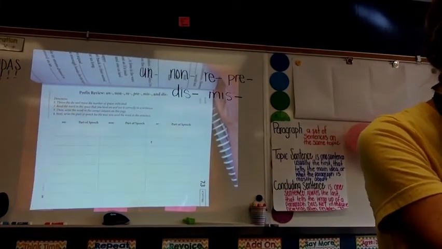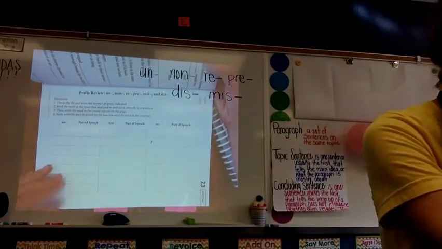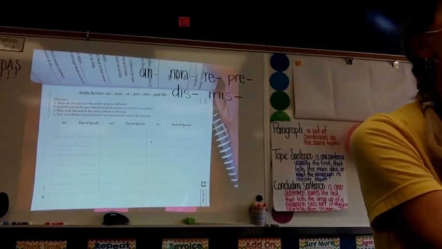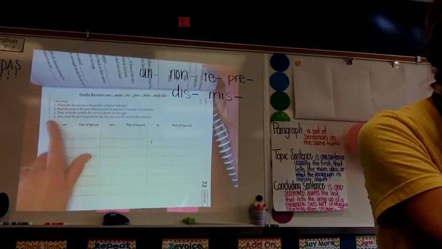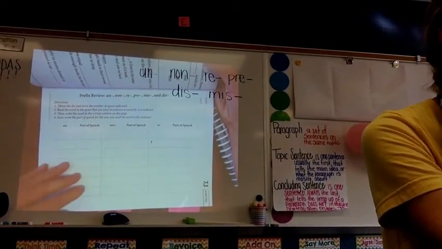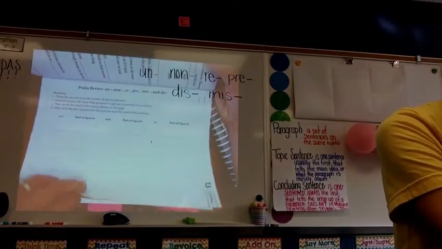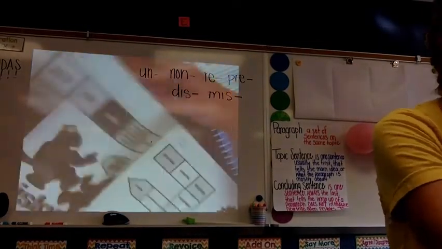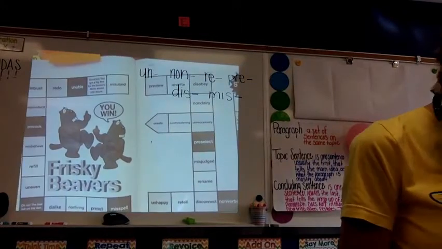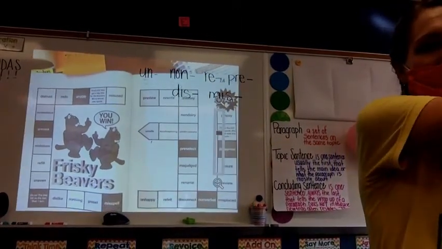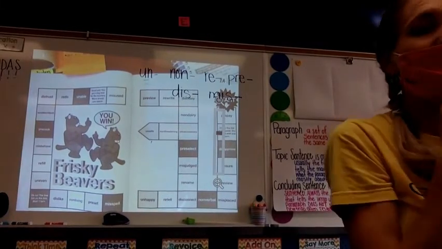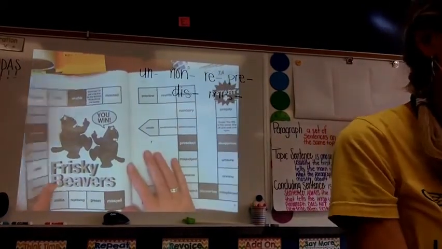It says, throw the die to move how many number spaces are indicated. Read the word in the space that you land on. Use it correctly in a sentence. Then write the word in the correct column on this page. Then write the part of speech and the way to use it in a sentence. So we're not going to work on this exactly right now, but we can see our game board right here on pages 62 and 63. Remember how we have some fun games we can come back to through time? This is one of them.